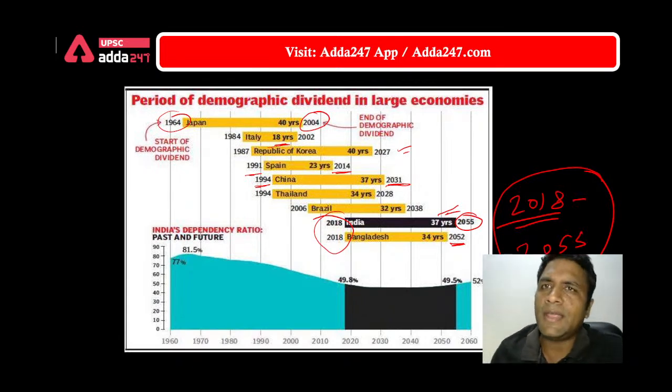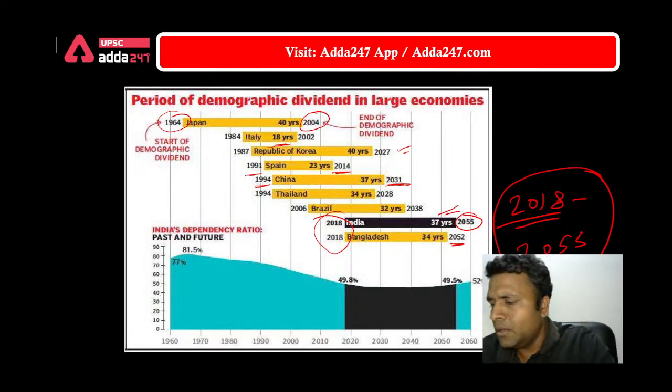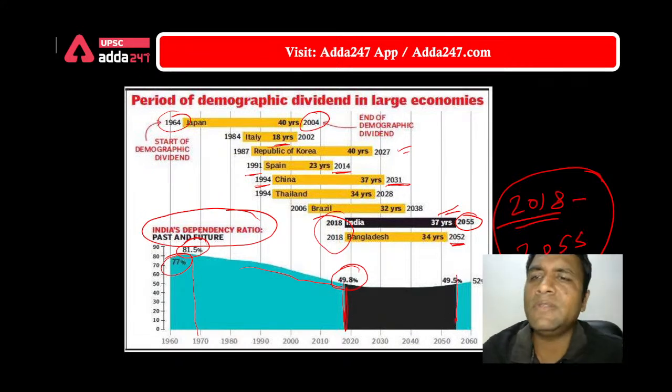So a lot of years are there, and if we do really well, if the government plans it in a better way, if the people support it, we are going to have a very good time as a country. If you see India's dependency ratio past and future, in 1960 it was around 77%. It increased till 81.5% in around 1968-69, and then it has dropped down. The dependency ratio has dropped down to 49.8% around 2018, and till 2055 we are going to see this, and after that again dependency will increase.